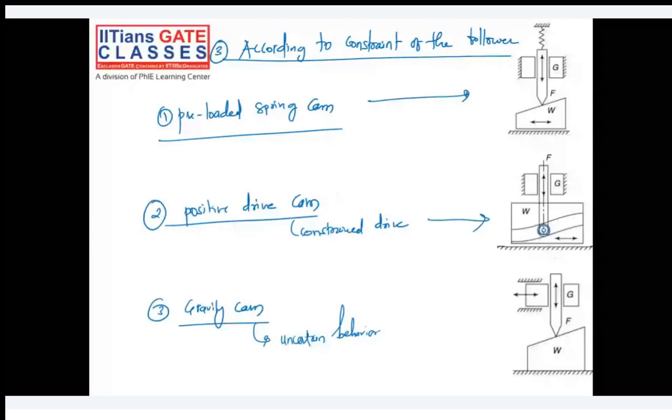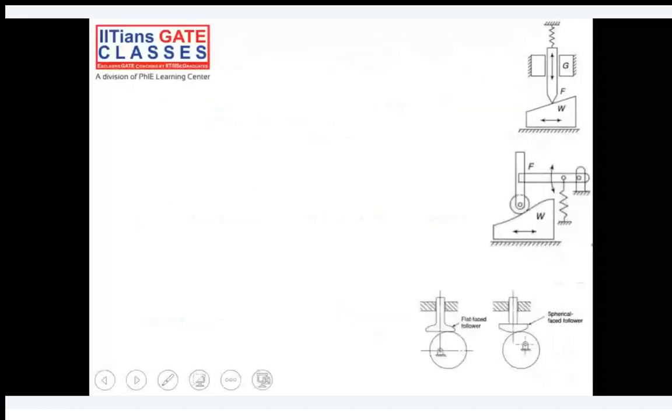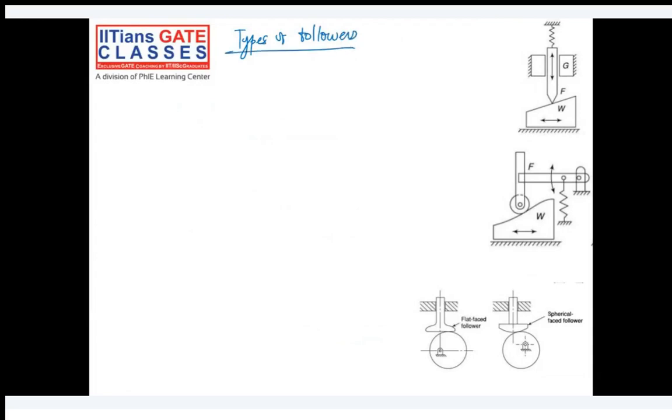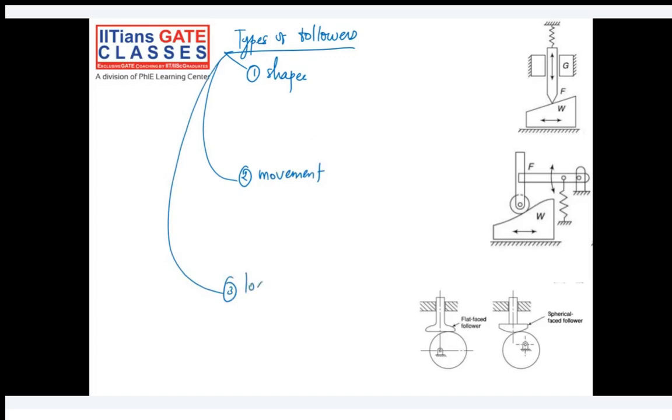Next one is types of followers. Okay, this is quite a small topic. Types of followers. Followers are again classified according to the shape, then according to the movement, and according to the location of line of movement.